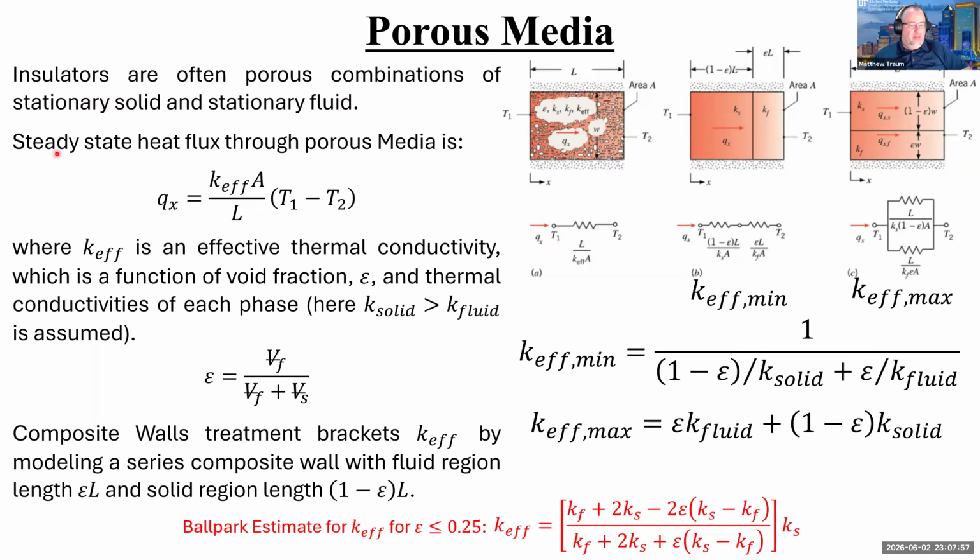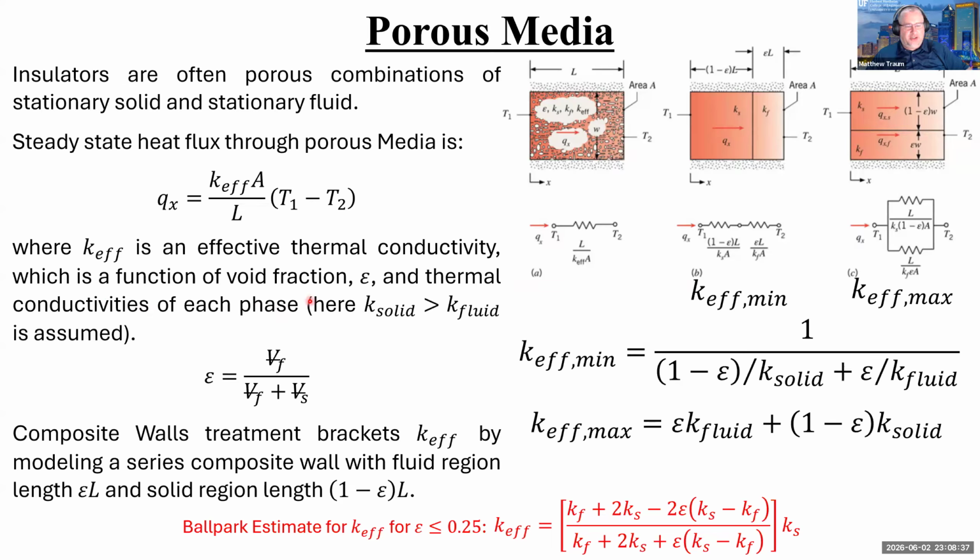So you can basically use the steady state heat flux equation to write a temperature heat flux relationship for heat transfer through porous media with the caveat that there's this thing called K effective, which is sitting there, right? It's an effective thermal conductivity. And the question is, how in the hell do we get K effective? So I say here, K effective is the effective thermal conductivity. It's a function of the void fraction. This is, I think, epsilon, and thermal conductivities of each phase.